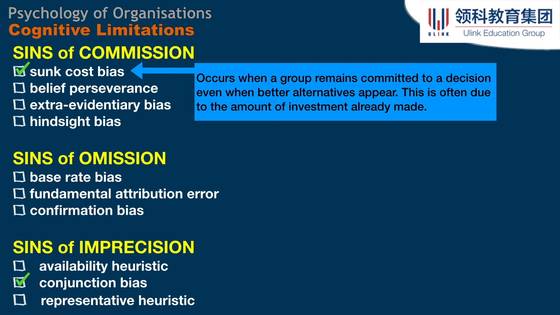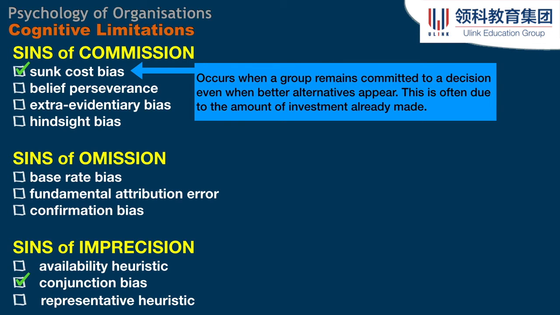As far as sins of omission are concerned, this happens when people overlook key information, and maybe it could be due to something like confirmation bias, which is something you might have come across in AS here, where people just try to find the data that fits what they already believe. Fundamental attribution error is when you tend to look at internal attributes of a person when something bad happens, and maybe they're stupid, maybe they're lazy.